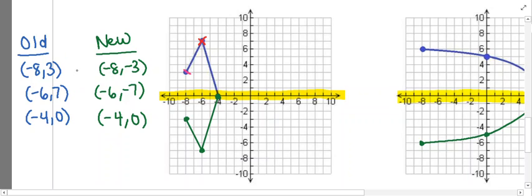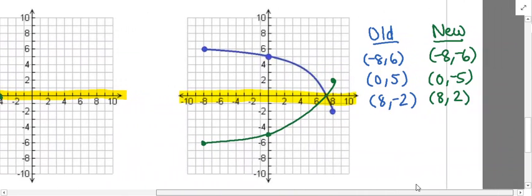If you examine these points, old versus new, all of the x coordinates do not change. -8, -8, -6, -6, -4, -4. But the y values change sign. You go from +3 to -3. You go from +7 to -7. 0 doesn't have a sign, so it doesn't matter there.